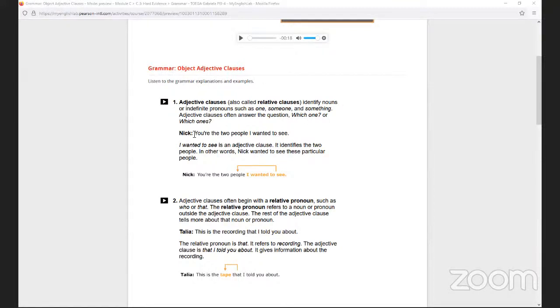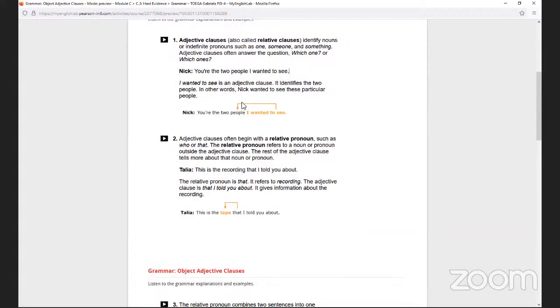For example, here we are not using an adjective clause. You are the two people I wanted to see. But if I want to use an adjective clause, in order to make it a little bit formal, if I'm using people, I have to use who, right? You are the two people who I wanted to see. Where is it going to be my adjective clause? It's going to be after people, here, right?